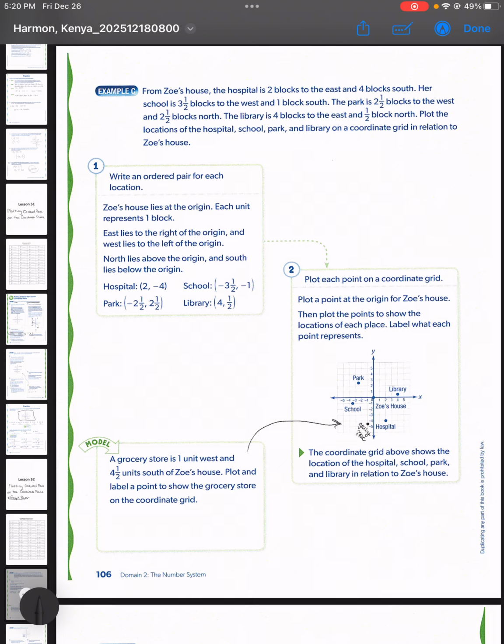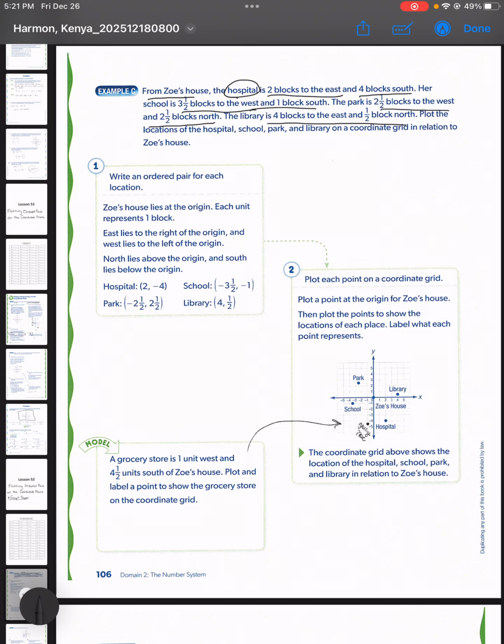And it tells us from Zoe's house, the hospital is 2 blocks east and 4 blocks south. So we're talking about the hospital here. Her school is 3.5 blocks to the west and 1 block south. The park is 2.5 blocks to the west and 2.5 blocks north. The library is 4 blocks to the east and a half block north. Students need to plot all of those locations in relation to Zoe's house. So the first thing we need to do is write an ordered pair for each one of those.